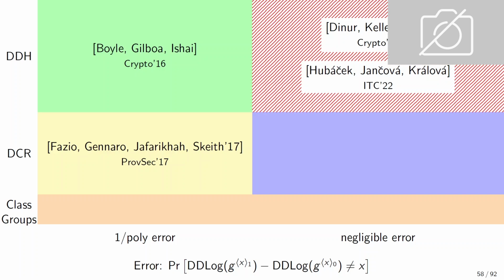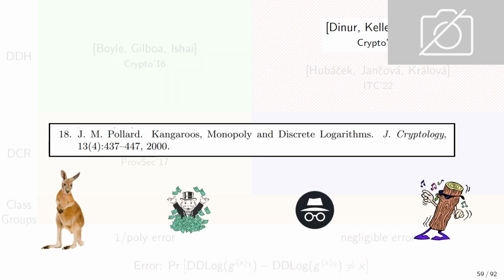Now, I'm not going to talk too much about these lower bounds. I just want to encourage you to go and see them, and note that one of the core techniques that makes these algorithms work is called kangaroos, monopoly, and discrete logarithms. So you can always have a look.